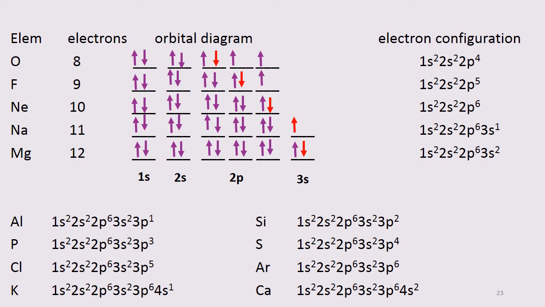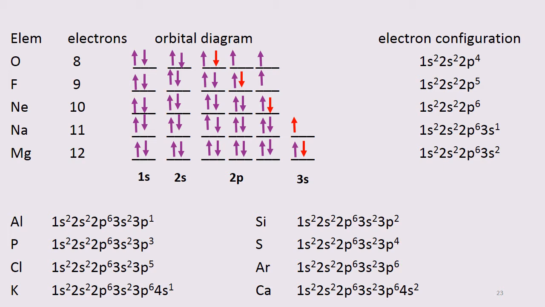Now sodium has 11 electrons, so what do we do with the next one? We're going to have to go to the next highest level, which is the 3s subshell. The 3s subshell has one orbital, and so we put 1 electron in there. And then magnesium has 12 electrons, so we pair it up, because remember that s's only have one orbital and can only hold 2 electrons.